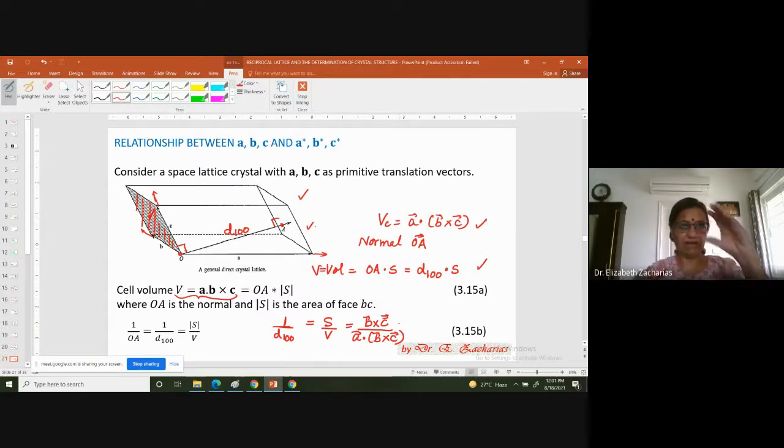Nothing here, I have just taken a cell. I have called the volume of the cell Vc, and Vc is equal to a dot b cross c. This is just your vector algebra. Next, if any figure like this is there, then the volume is base into height. What is height? Height is the normal, so that normal is d100. So d100 into the base area is also the volume. So we equate both these and write 1 by d100 equal to S by V, which is b cross c by a dot b cross c.